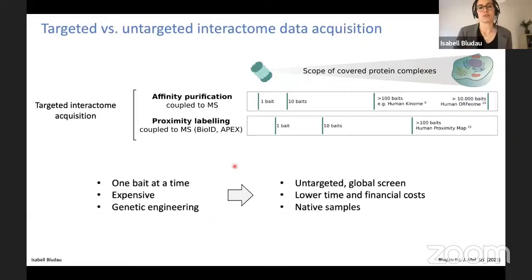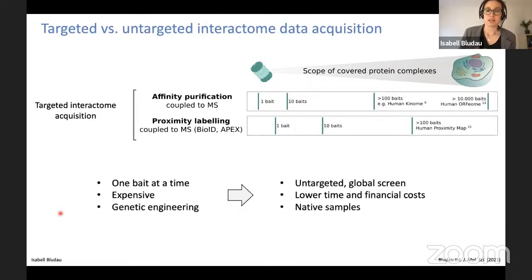This is similar, for example, compared to proximity labeling, where you fuse the bait protein to an active enzyme that is then labeling proteins that are in close proximity to the bait. And with this, you can get the surrounding proteins or the microenvironment of a protein in the cell. But both strategies are discrete in a way that the coverage of the complexes that you can investigate with them is directly linked to the number of experiments that you perform.